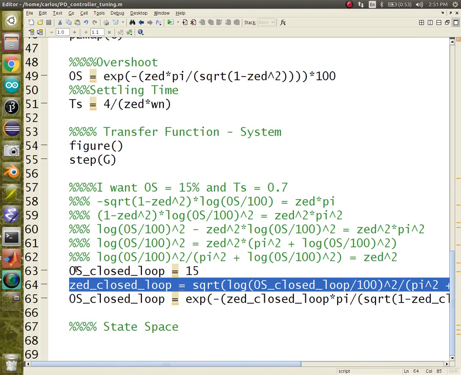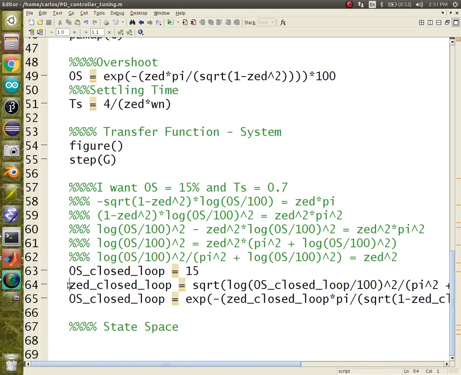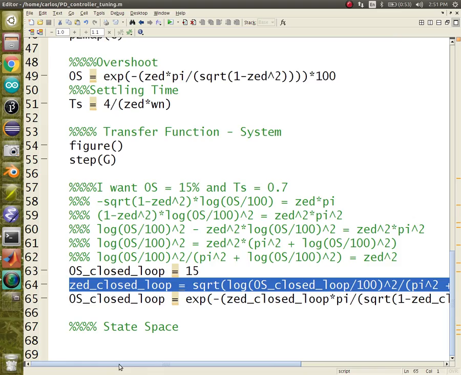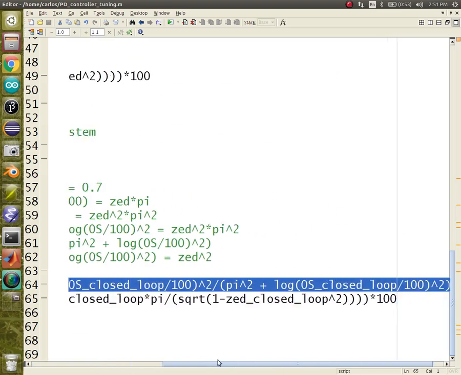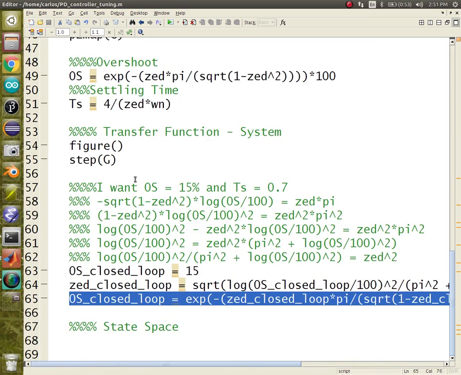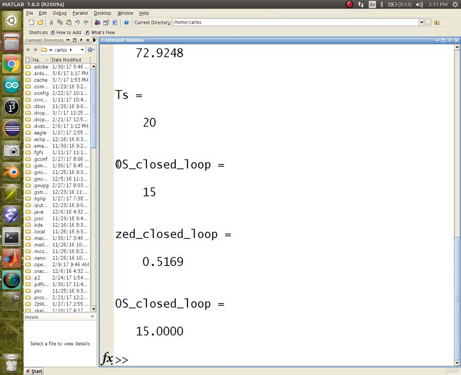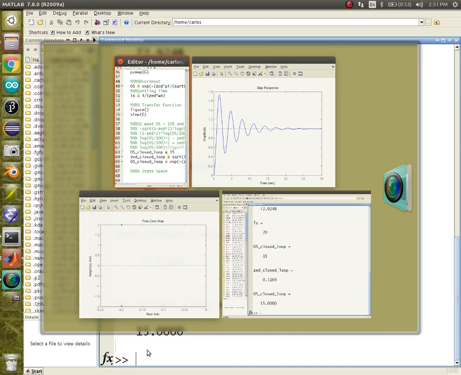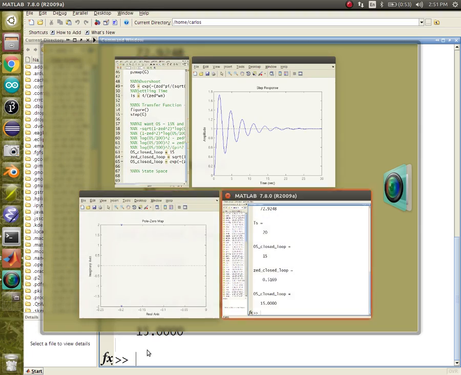What I've done is set the closed loop overshoot to 15. I've computed the damping ratio based on that overshoot, and then recomputed the overshoot just to make sure I got what I wanted, and I did. My damping ratio is 0.5, and my closed loop overshoot is going to be 15%.